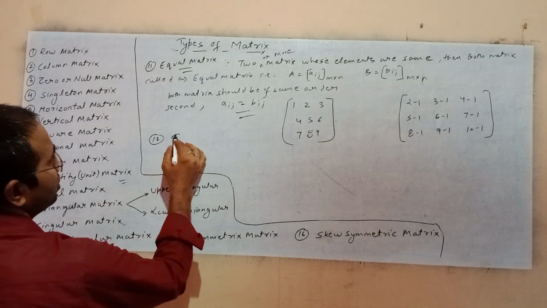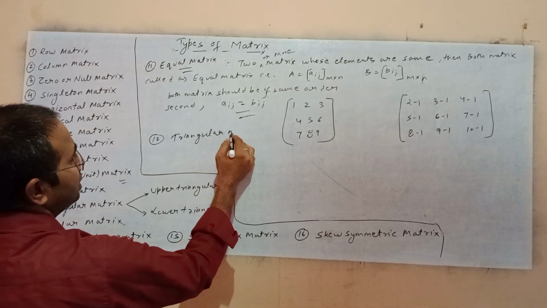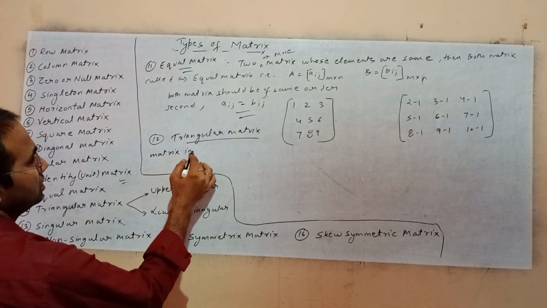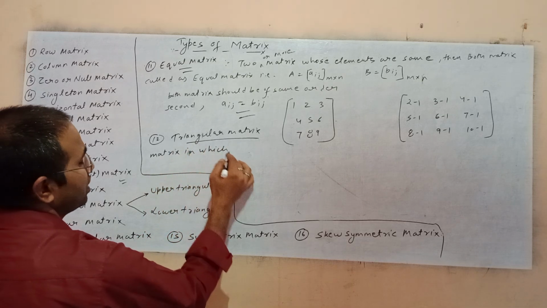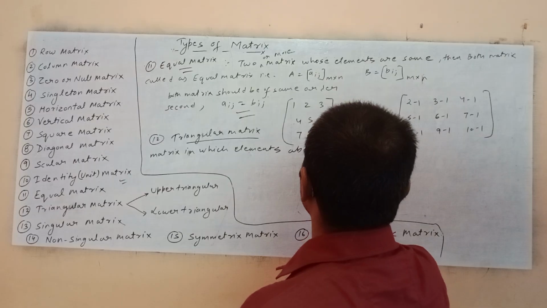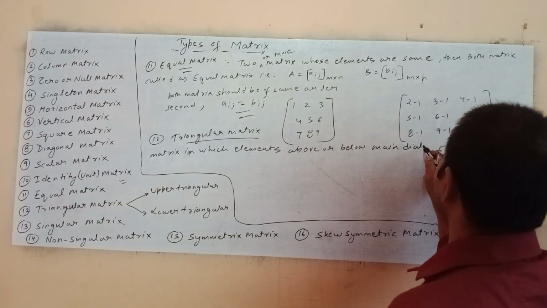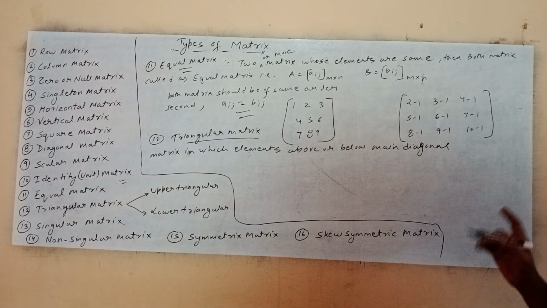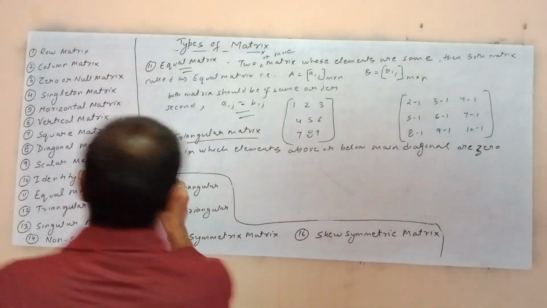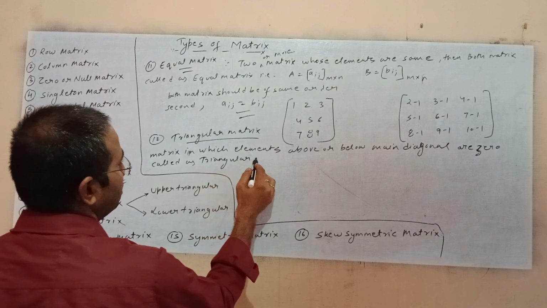Next, triangular matrix. So triangular matrix means a matrix in which elements above or below the main diagonal are zero is called a triangular matrix.